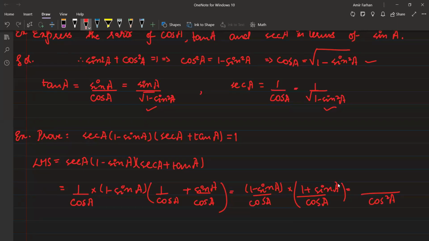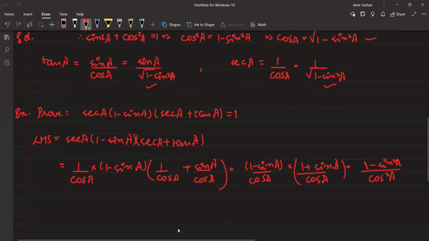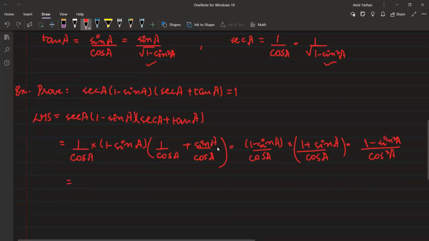You know, a plus b into a minus b, Adil. What's the identity there? A square minus b square. So a is 1, 1 square is already 1, and sine square is there. So can we write it as, what is 1 minus sine square, Adil? Think about it.